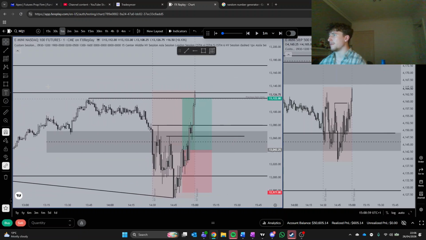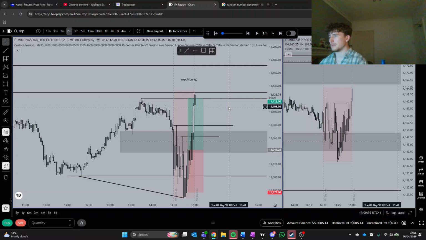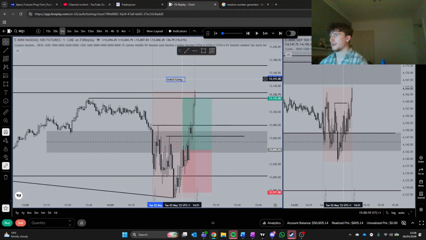So I'm gonna note this down as mech 1. Retrace. Oh, it's a mech. It's a mech. So I know what that means now. Was there a 2-minute CSD? There was. That's really nice. 2-min inversion with CSD. Great. Break even.